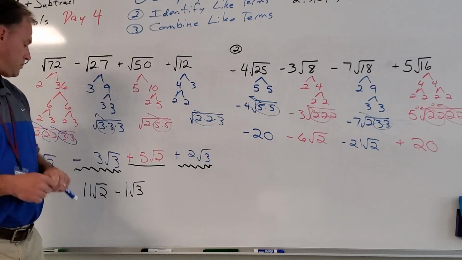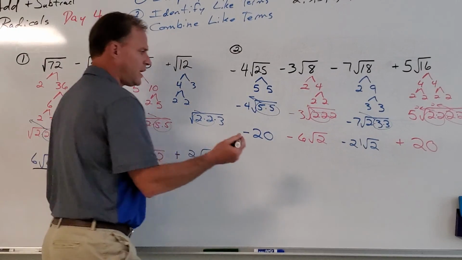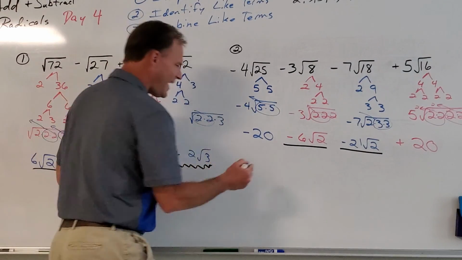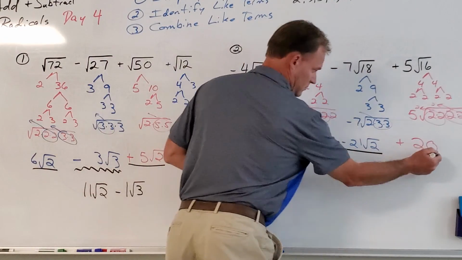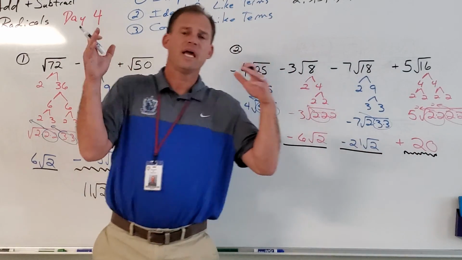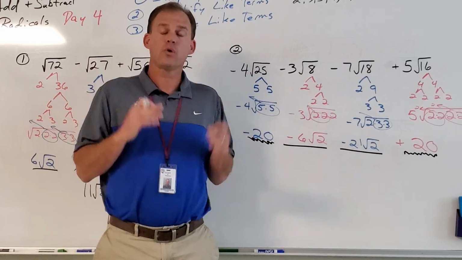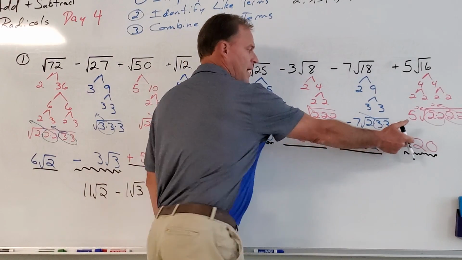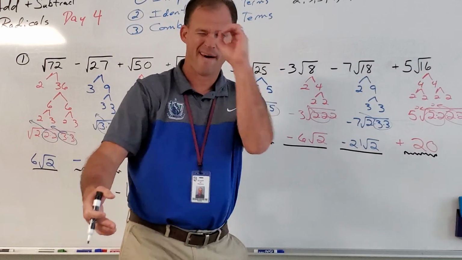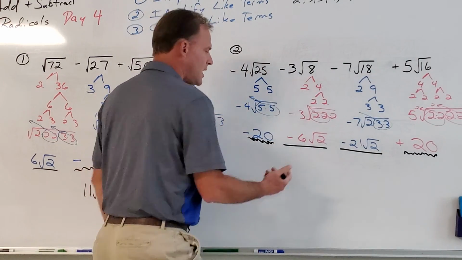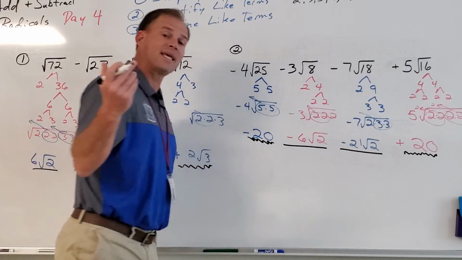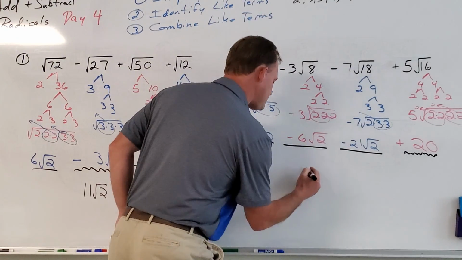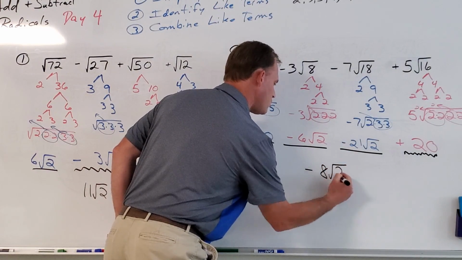identify your like terms. Now when I look at like terms here, I know these are like terms. They both have square root of 2, and if they don't have a radical, they're just plain whole numbers, those are like terms also. So from here, I've got a negative 20 and a positive 20. What is that? Big fat goose egg, that's what that is, nothing. Negative 6, negative 2. Again, adding and subtracting negatives is tough. Grab a calculator. Negative 6 minus 2, negative 8 root 2.